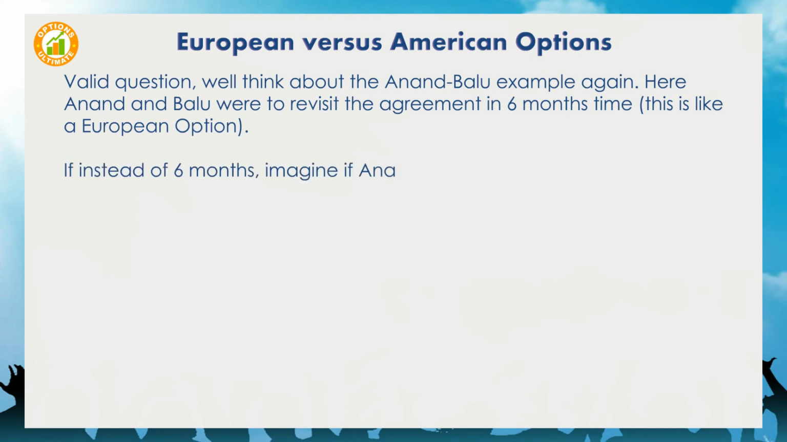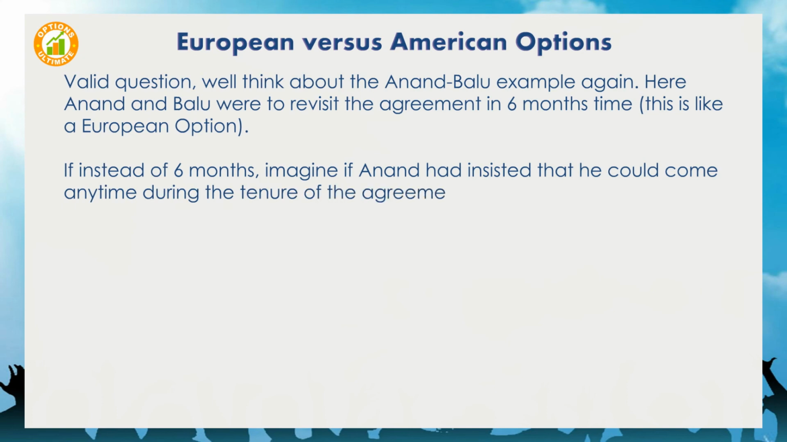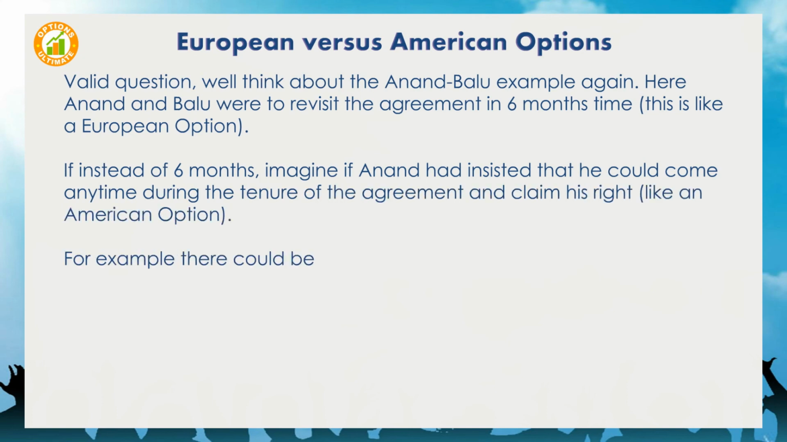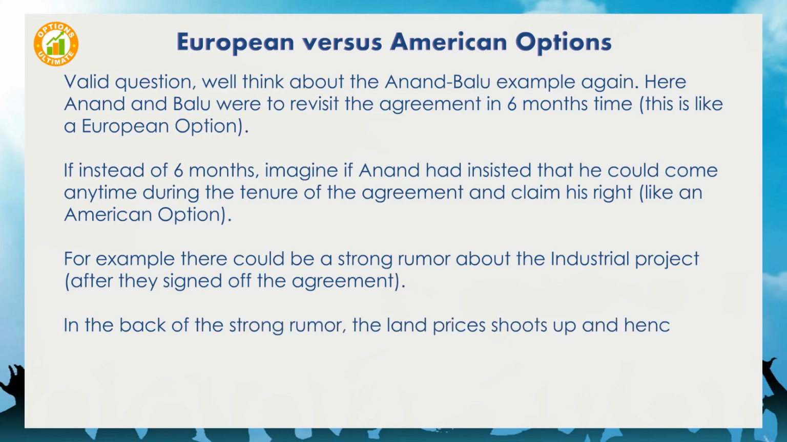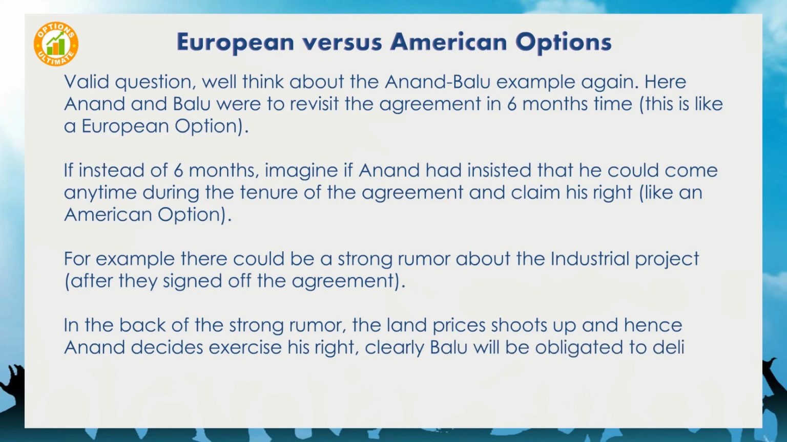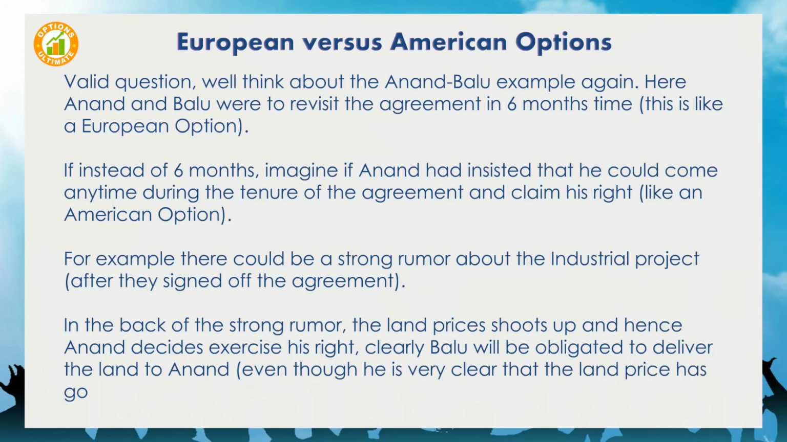If instead of 6 months, imagine if Anand had insisted that he could come anytime during the tenure of the agreement and claim his right, like an American option. For example, there could be a strong rumor about the industrial project after they signed off the agreement. On the back of the strong rumor, the land prices shoot up and hence Anand decides to exercise his right. Clearly Balu will be obligated to deliver the land to Anand, even though he is very clear that the land price has gone up because of strong rumors.